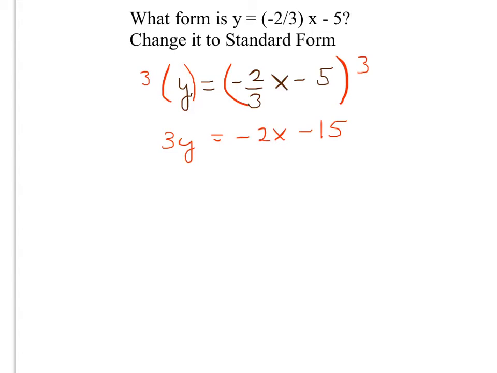So we want to move the 2x over by adding 2x to both sides. And that's considered now standard form. It's in the form of ax plus by equals c, where a, b, and c are integers. So take a moment to jot down that example, change it to standard form.